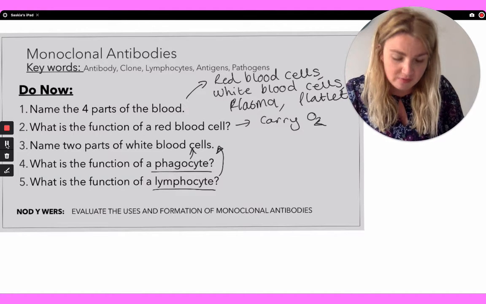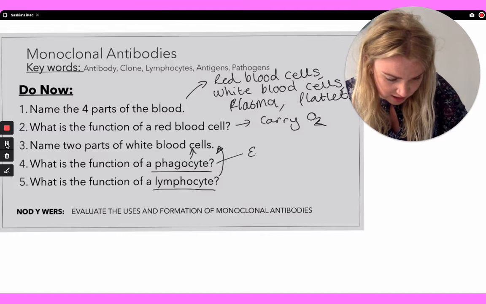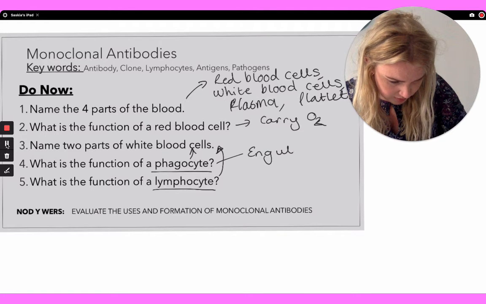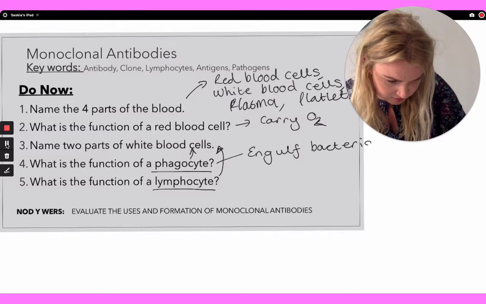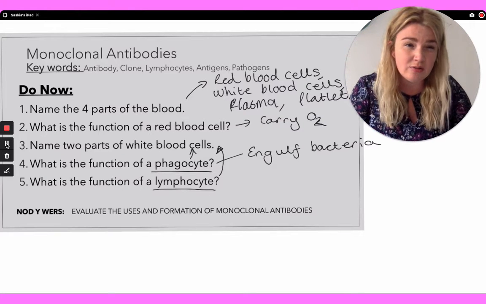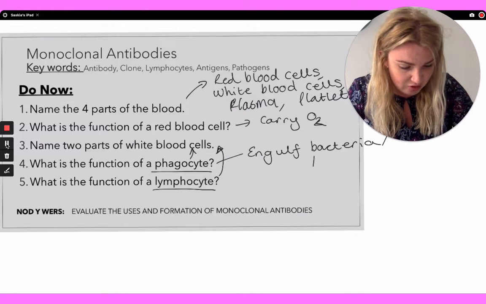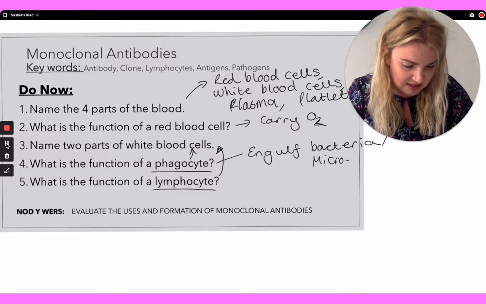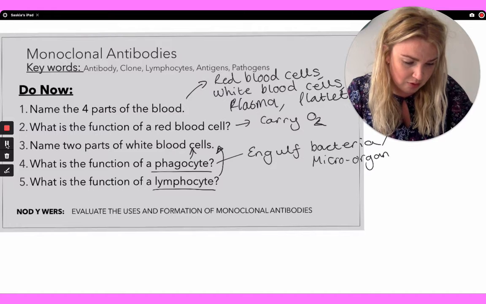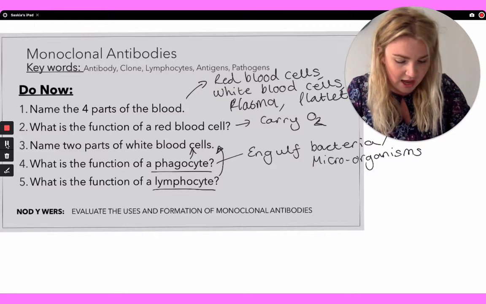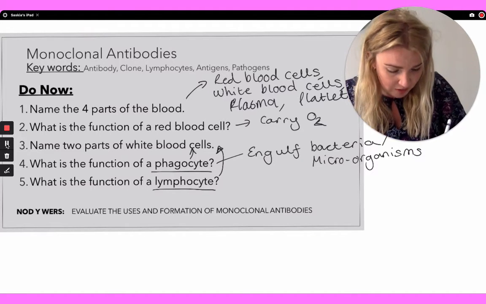What is the function of a phagocyte? Okay, to engulf bacteria. You might see to ingest bacteria. It's not just bacteria, it's other foreign microorganisms, but bacteria is probably the most common one that you will come across. Lymphocytes then.